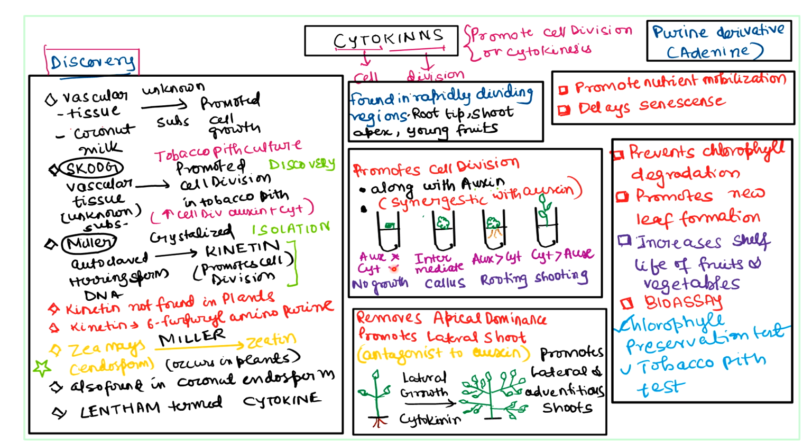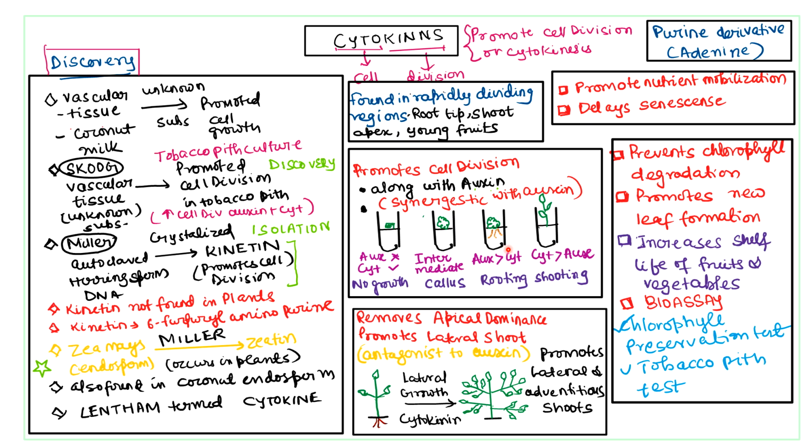Now, initially we took a control in which we did not add any auxin. We will just add cytokinin. We saw that there is no growth. That indicated that auxin and cytokinin both need to be present so that cell growth occurs. Then we took equal concentrations of auxin as well as cytokinin. So what did we see? We see that there is an undifferentiated mass of cells, or the callus. So with intermediate auxin and cytokinin concentration, we obtain callus.